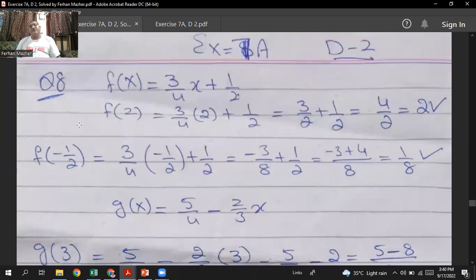f of x is given as 3x by 4 plus 1 by 2. The question was f of 2. So that will be 3 by 4 into 2 plus 1 by 2. So it will be 3 by 2 plus 1 by 2, and that will be 4 by 2, and that will be 2.